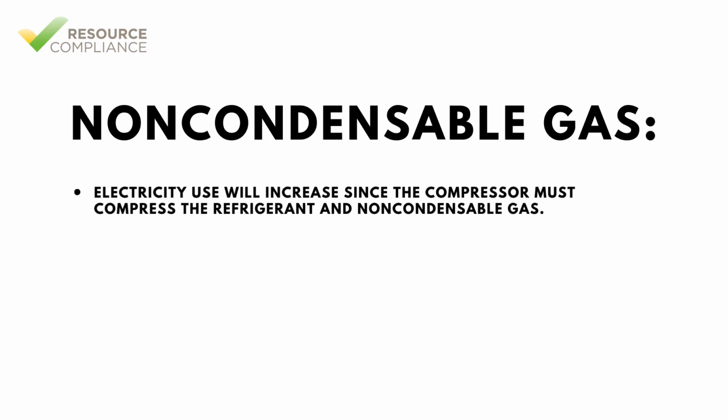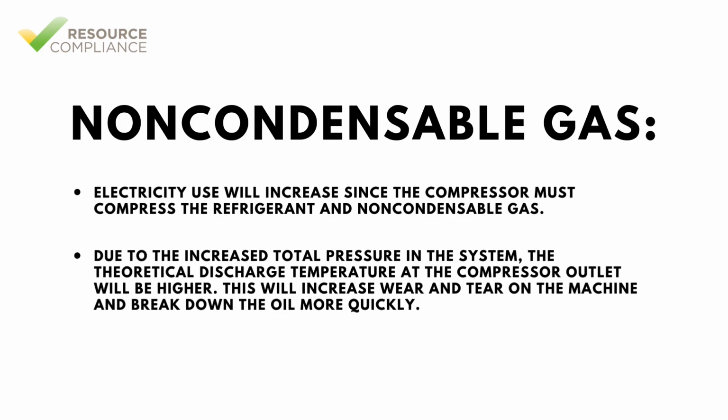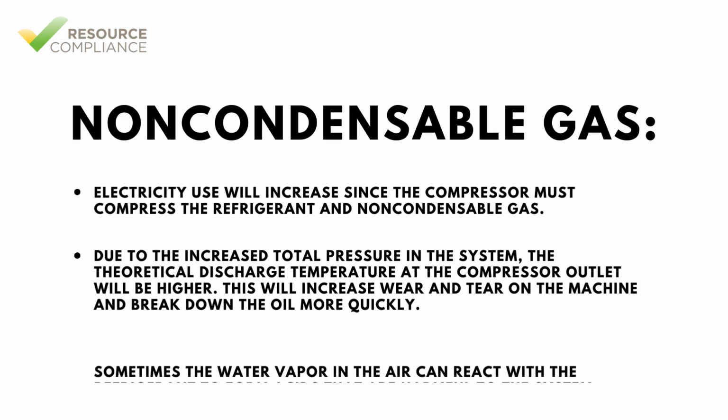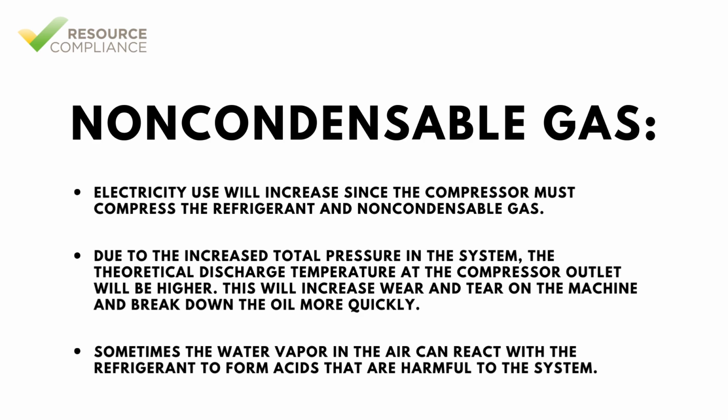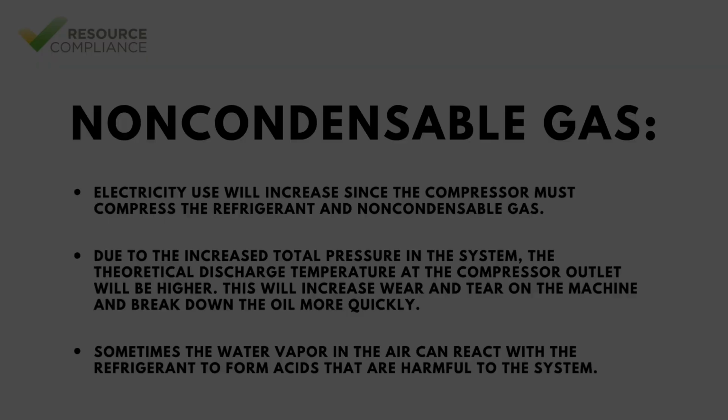Non-condensable gases hurt a refrigeration system in a variety of ways. Electricity use will increase since the compressor must compress the refrigerant and non-condensable gas. Due to the increased total pressure in the system, the theoretical discharge temperature at the compressor outlet will be higher. This will increase wear and tear on the machine and break down the oil more quickly. Sometimes, the water vapor in the air can react with the refrigerant to form acids that are harmful to the system.